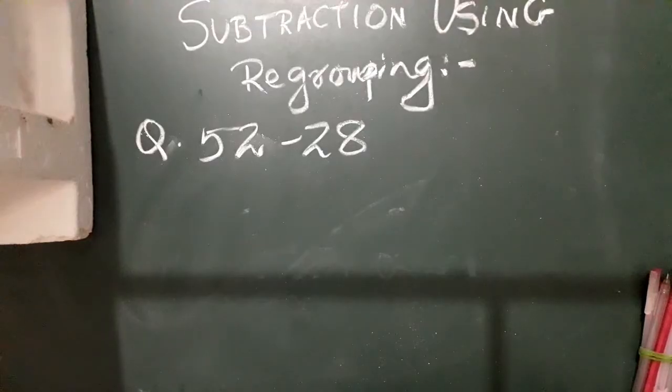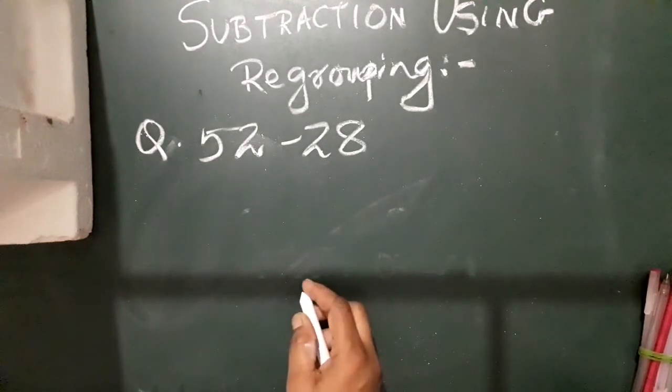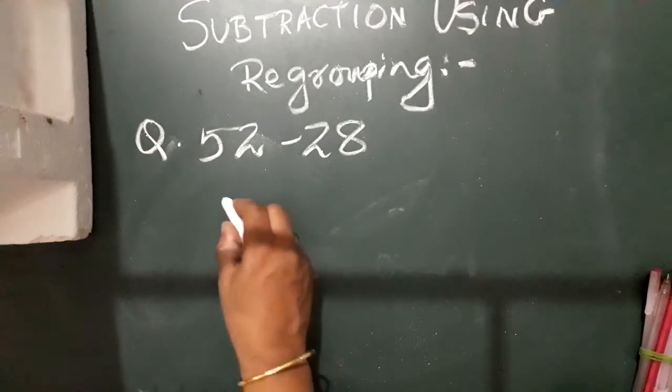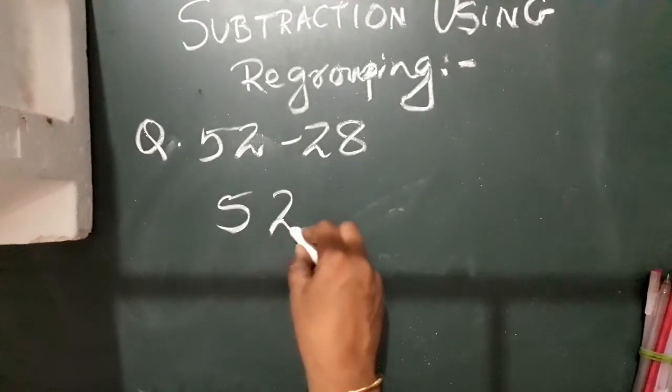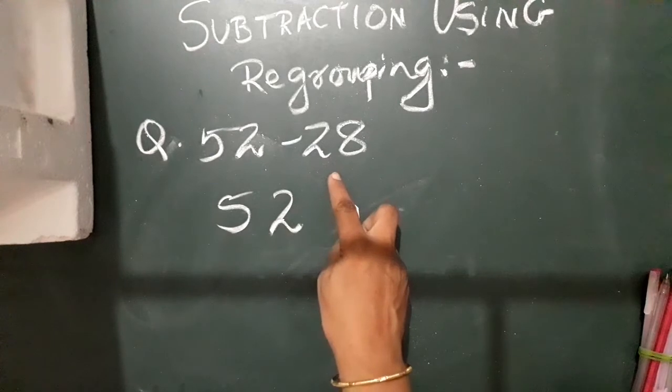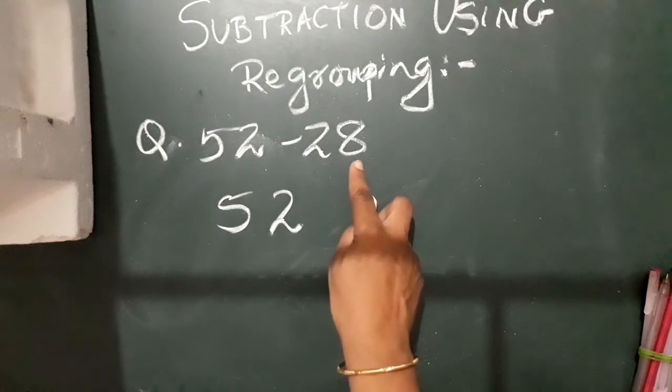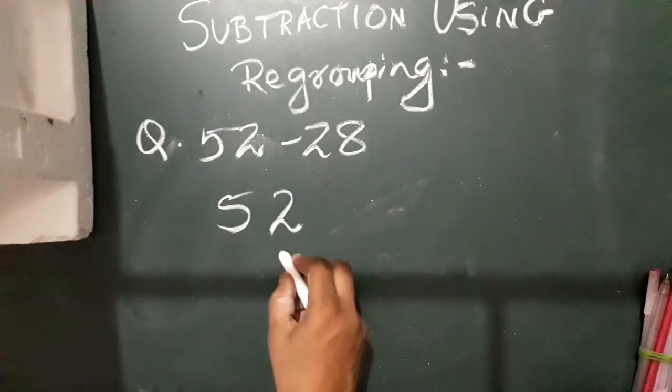Let us see how to subtract the numbers using regrouping. First question given is 52 minus 28. First of all, we will arrange the numbers in the correct places. That is 52 and 28. So 8 is in 1's place and 2 is in 10's place.